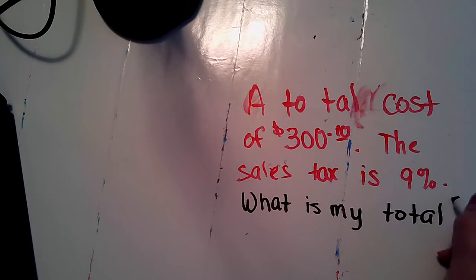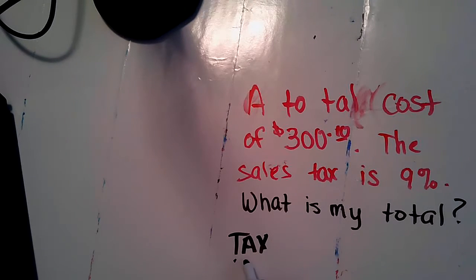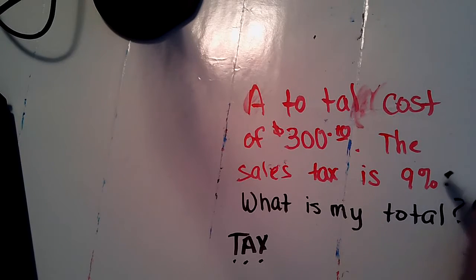So a couple things that I want to get out of the way. Remember, this is tax. So using our mnemonic device, to add after multiplying. So I know that I have to take 300.10 and I have to multiply that by 9%.